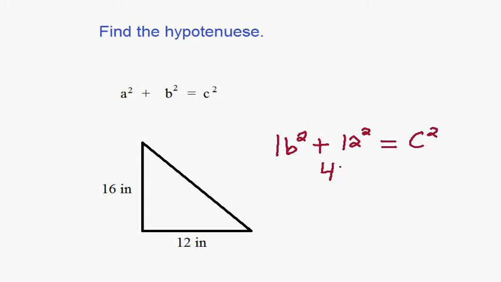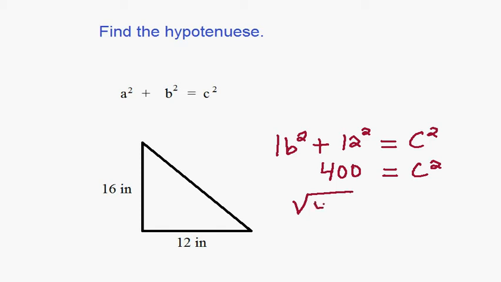16 squared plus 12 squared is 400. We now have 400 equals c squared. We cannot solve for c squared. We can solve for c, but not c squared. Therefore, we must remove the exponent.